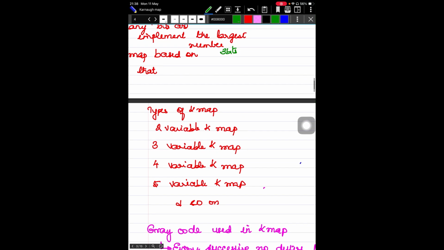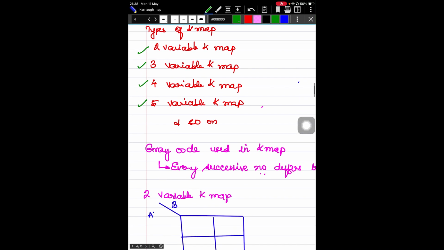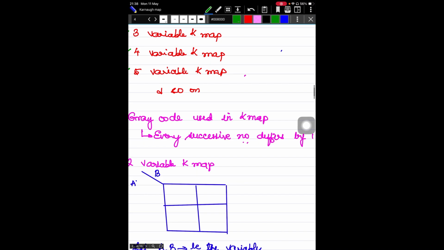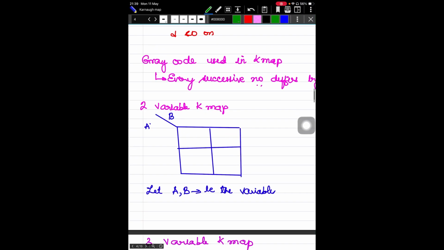There are some types of Karnaugh maps: a 2-variable Karnaugh map, a 3-variable Karnaugh map, a 4-variable Karnaugh map, a 5-variable Karnaugh map, and so on. One more important thing: the Gray code is used in the Karnaugh map. Normally we use binary, but in the Karnaugh map we use the Gray code, where every successive number differs by 1 bit. First we'll start with the 2-variable Karnaugh map.